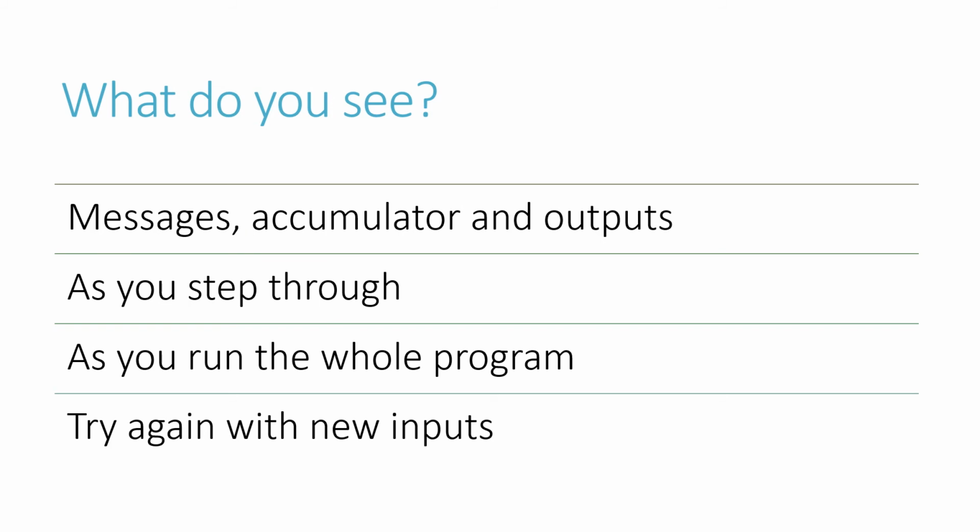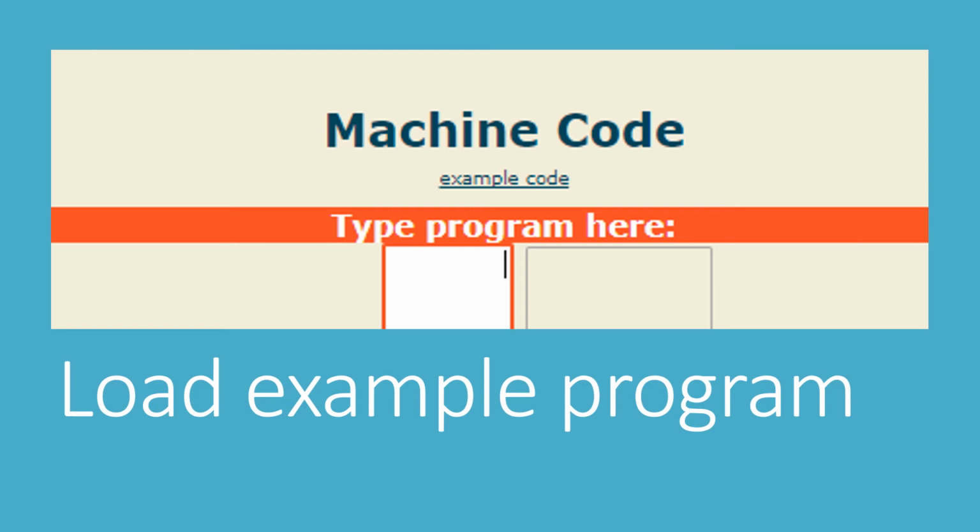As you run this program, look out for the messages, the contents of the accumulator, and any outputs produced by the program. Look at this as you step through the program line by line, or if you run the whole program in one go. And then try changing the inputs in the input box and running it again. You might also have noticed that the people who made the website have provided an example program. So if you click on example code, it will load a longish program and you can run that and see what it does.